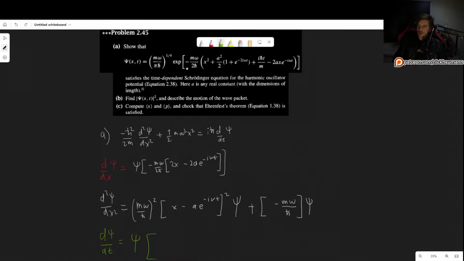So deriving what is inside, we have this m omega divided by 2 h bar, which is factoring out, or multiplying everything. And then we have a squared over 2 times the derivative of this. So we get minus 2i omega times the exponent, so minus 2i omega t. And then we have this part, which is plus i h bar over m. And finally, we have this part. So we get minus, but when we derive this, another minus. So we get plus i omega 2ax e to the minus i omega t.